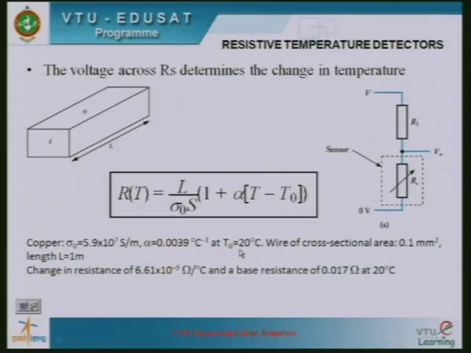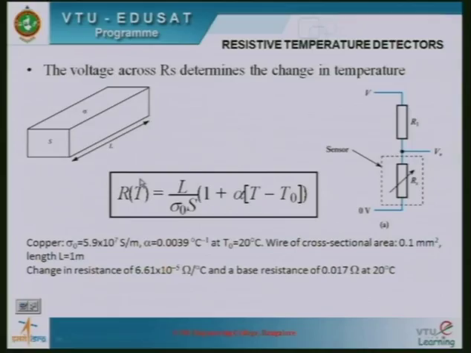Now if the temperature changes, okay, if the temperature changes by 1 degree from 20 degrees, the temperature now is said to be how much now? 21 degrees. So what happens? The temperature which was 20 degrees has now changed to 21 degrees. By substituting 21 here and 20 here, we find that the resistance of the device changes to 6.6 × 10^-5 ohms per degree centigrade.